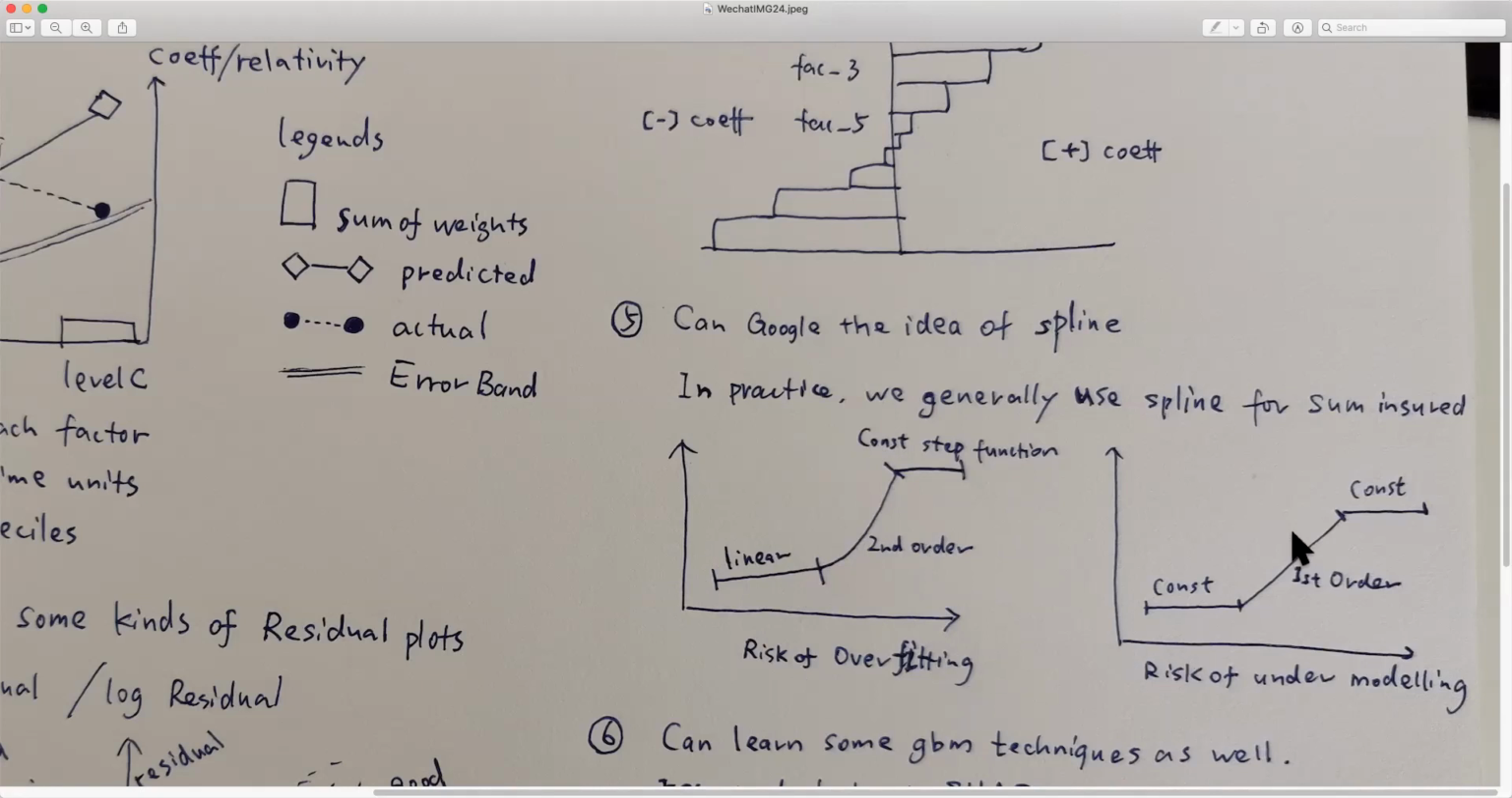In contrast, you can do the opposite as well. You assume constant in the first part, first order in the middle, and a constant in the end. But you face the risk of under-modeling. So it's really a trade-off.